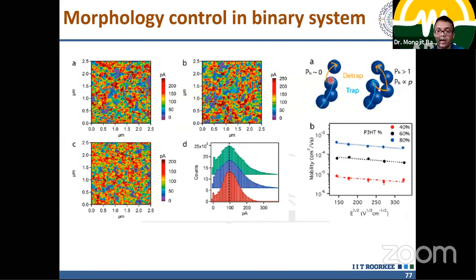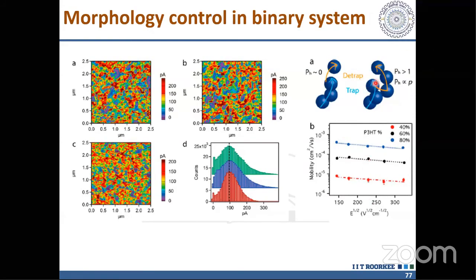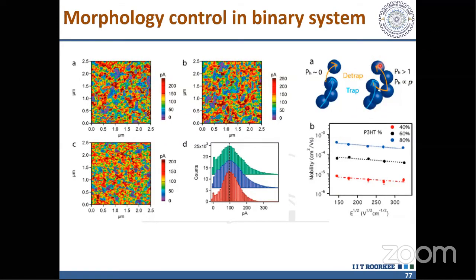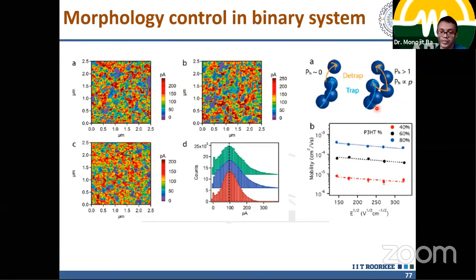You can see how the defect creeps in. If you have a single chain, there could be some defects here. But if you have a branched chain, which you get when you increase the percentage, even if there is a defect, direct transport is not possible. It can travel through the branch chain and reach the counter electrode, and that's how you get the improved efficiency. So at different percentages, you can get different mobility here.